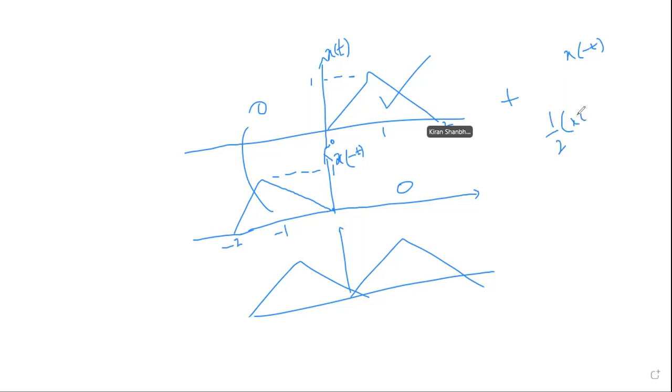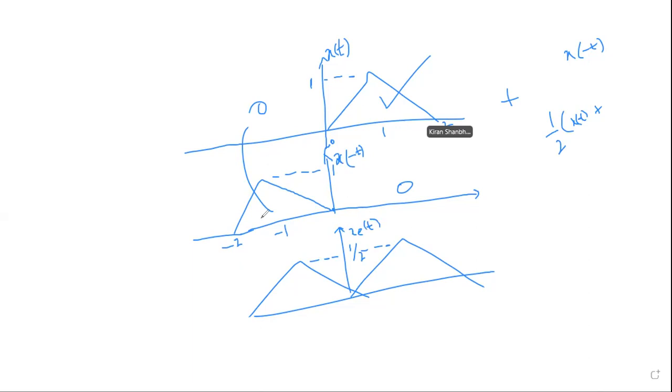Half of x of t plus x of minus t. That is why what I will do is, the amplitude was 1 on this side also, 1 on this side also, I will reduce the amplitude by 2 to make it 1 by 2. Now see here, whatever I have drawn now is the even component. I will represent it as xe of t. Are you convinced with this?